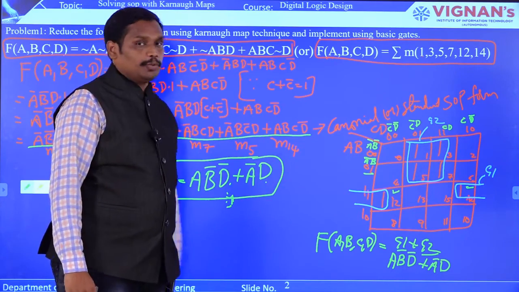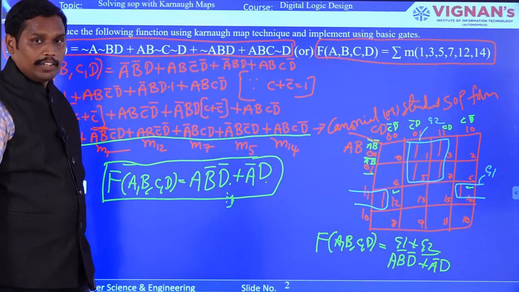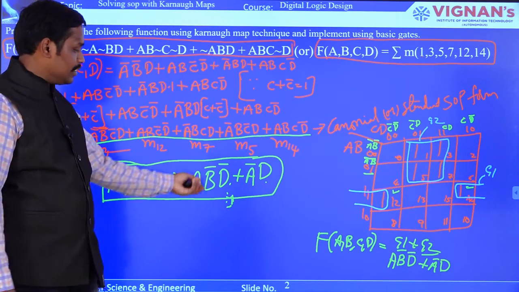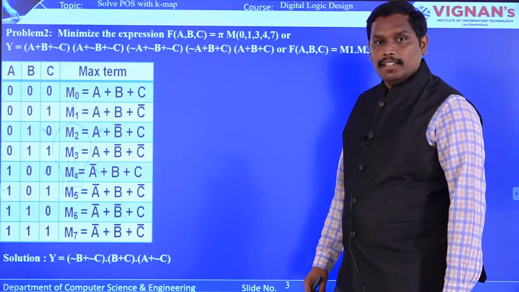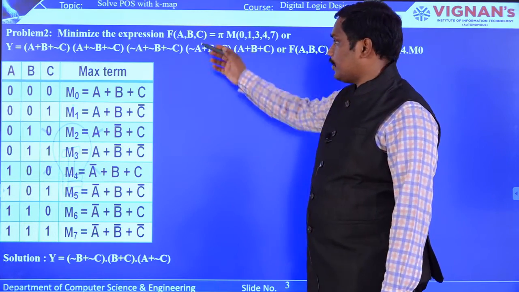Whenever these two are given to you, this is how you have to construct a Karnaugh map and find out the simplified Boolean expression. This is simplified Boolean SOP form. So this is the second problem that is given for us to solve.